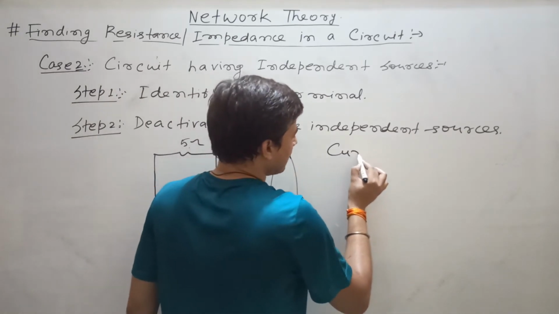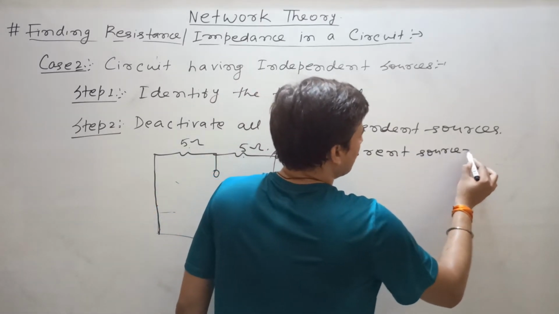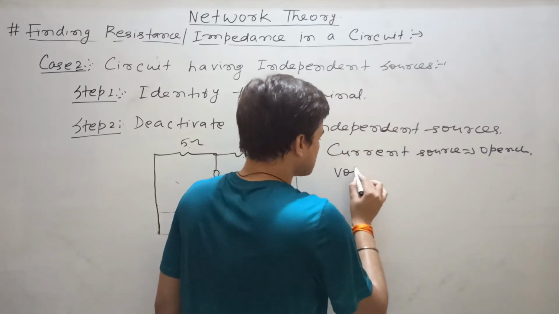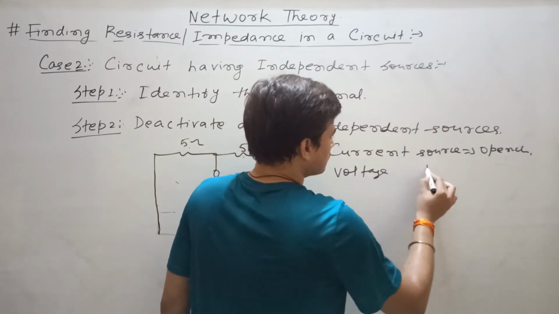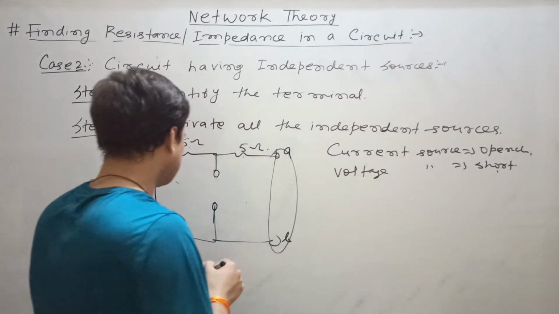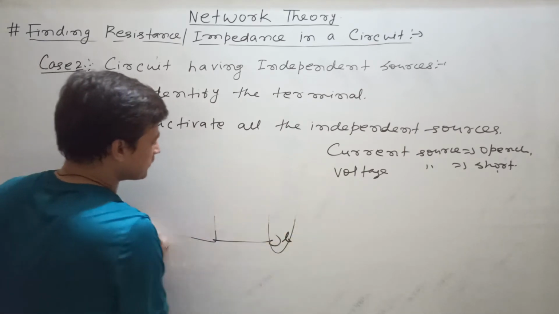So current source by open circuit, and voltage source by short circuit. Clear? So deactivate all the independent sources.